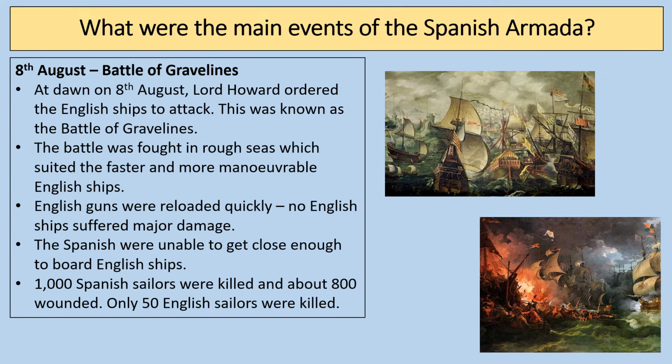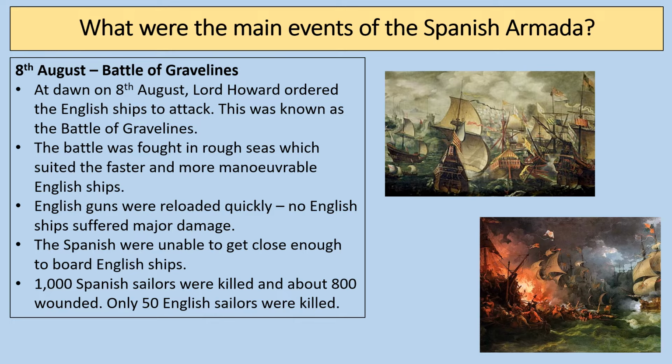Now, at dawn on the 8th of August, the crucial battle of the Spanish Armada takes place. It's called the Battle of Gravelines. And basically, Lord Howard orders the English ships to attack, and the battle's in rough seas. And basically, the English are able to win this battle because the Spanish aren't able to get close enough to board the English ships. So the English are firing what are known as broadsides. They're firing their cannons at the Spanish boats, but from a long distance. The Spanish don't have the same long-distance powerful guns, so they're not able to do that much damage.